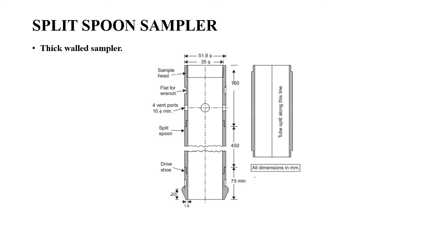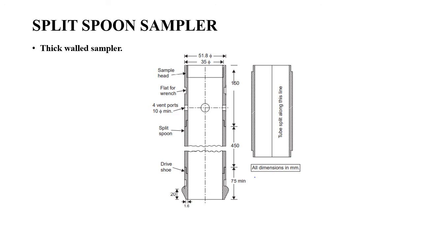Then the cutting edge can be removed, and the top end of the sampler, which has a coupling to which your drill rods are attached, can also be unscrewed and removed. So you will get the sampler tube alone. As the name suggests, it's a split spoon sampler, so you can split this whole cylindrical tube into two halves and easily retrieve the sample.